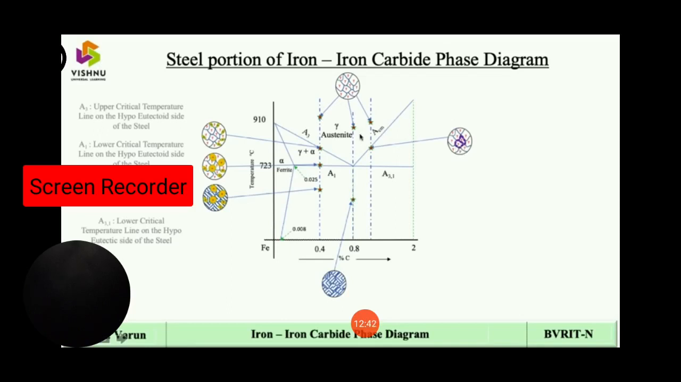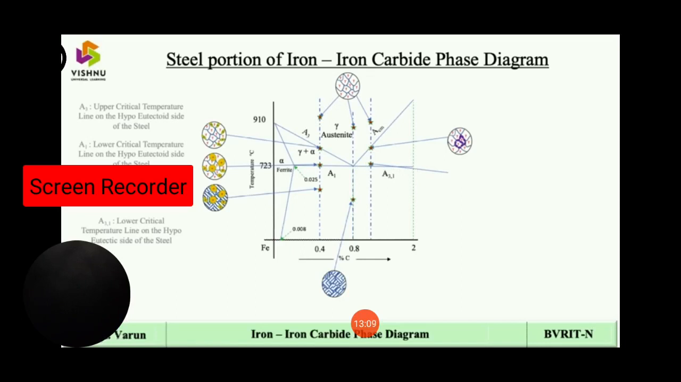So whatever is the excess carbon that is dissolved, as it cools below this upper critical temperature line on the hyper-eutectoid side of the steel, will come out and form a network around the austenite grain boundary, which is something like this, and it will continue to grow until it reaches this lower critical temperature line, which is the eutectoid temperature line.